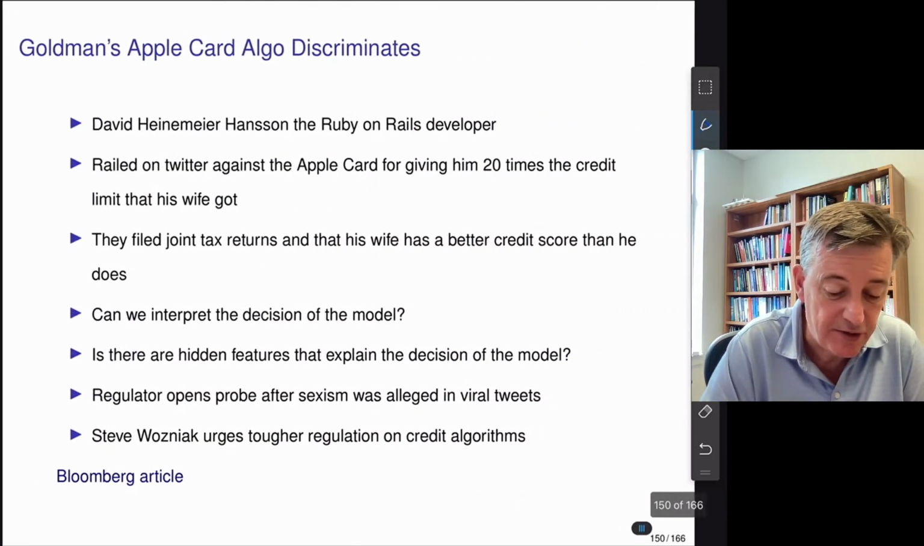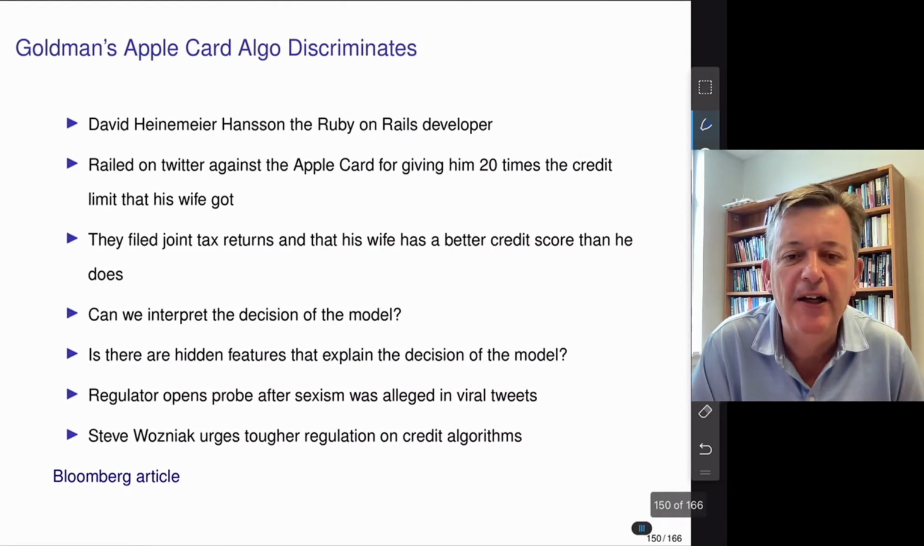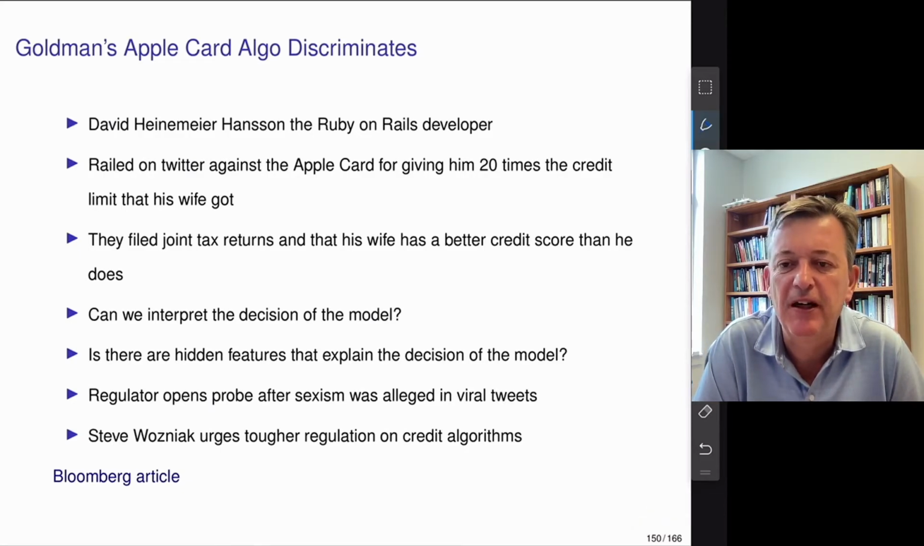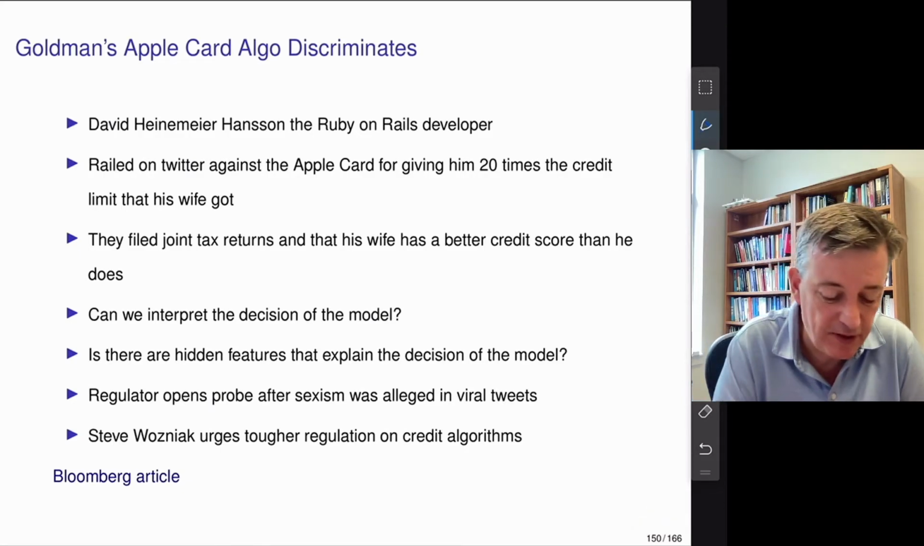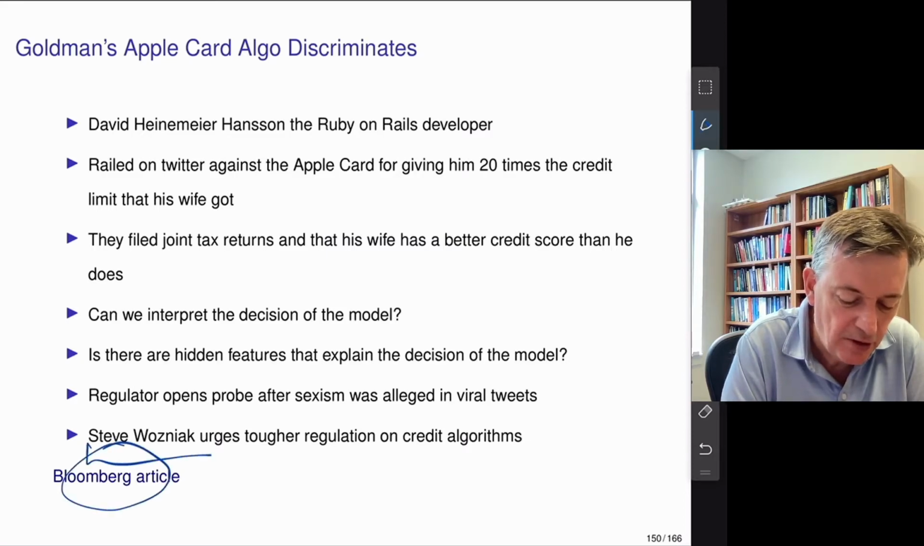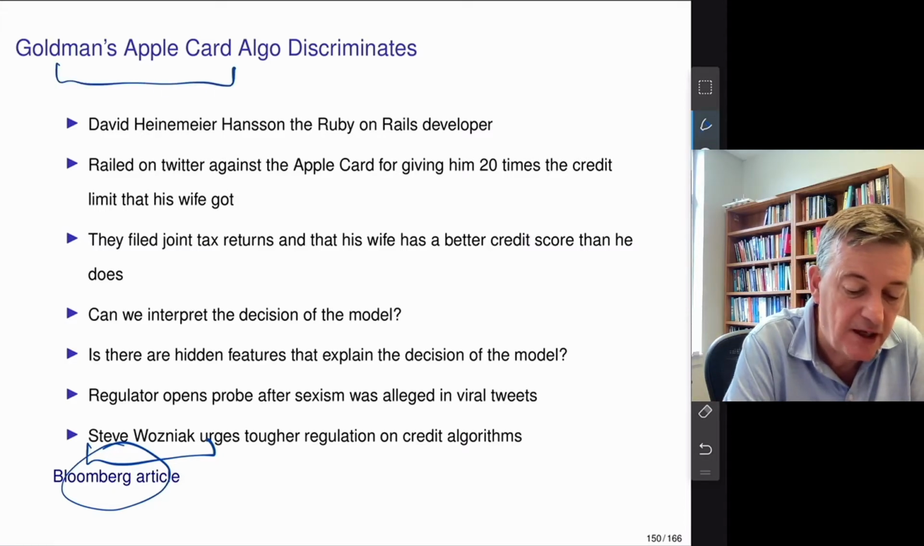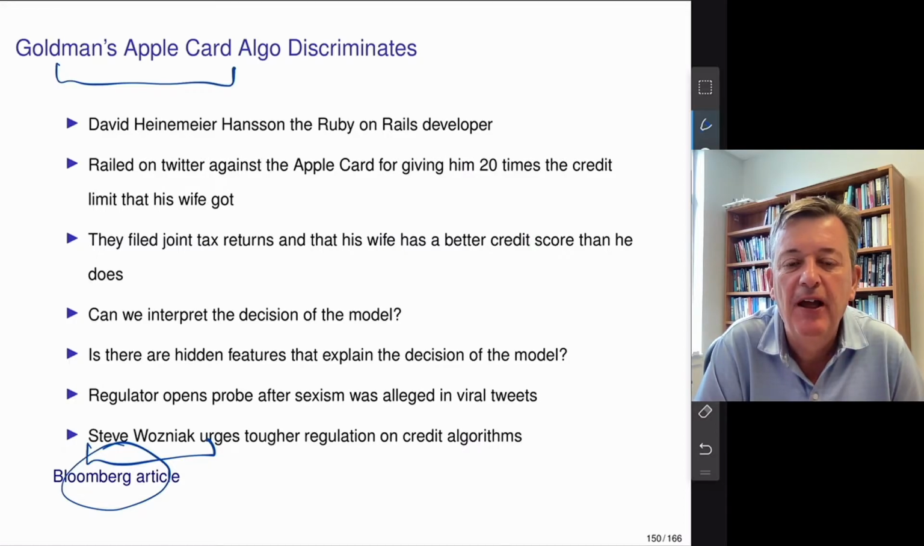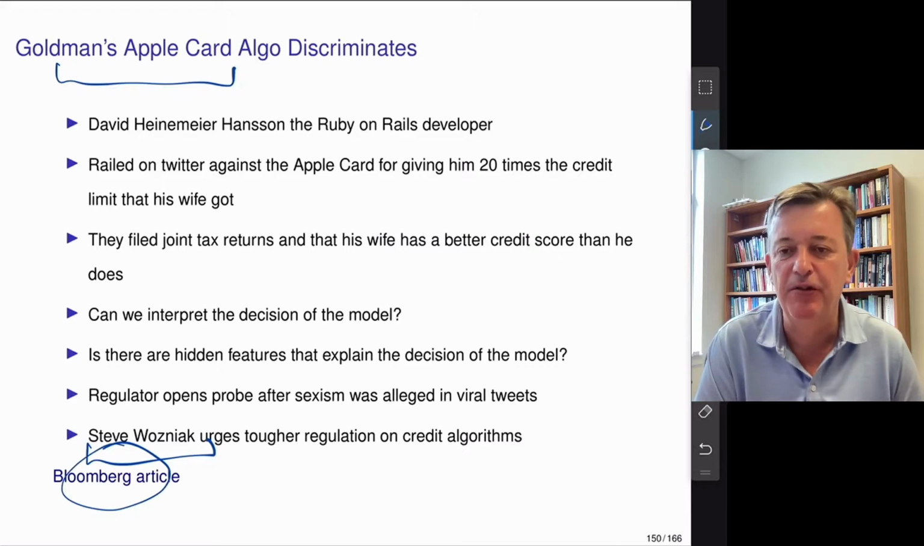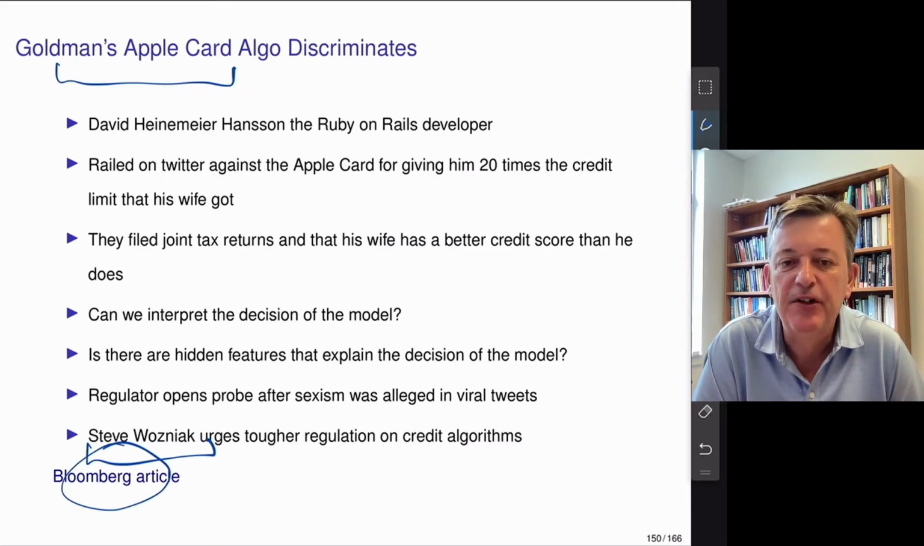So that's an example on the more negative side. Another one that made the news and got people discussing it: if you go to the Bloomberg article, one of the founding members of Apple, Steve Wozniak, came across this one too. It was the issue of how you give credit to people when you apply for Apple's new credit card, the Apple Goldman credit card. That's an interesting story to go back and look at, and the responses of the CEOs of Goldman and others are interesting to look at.